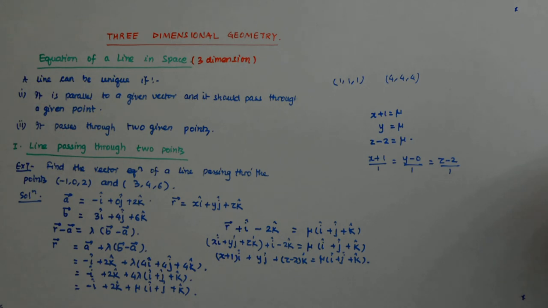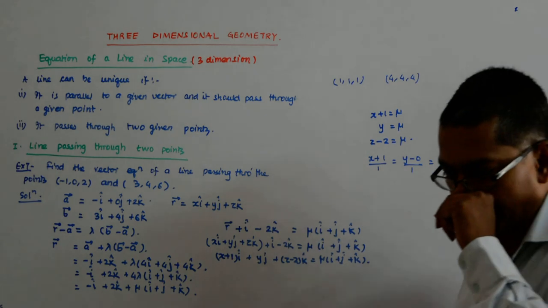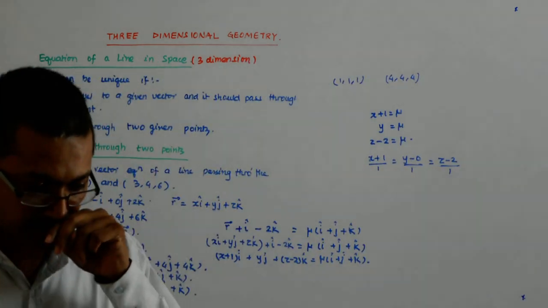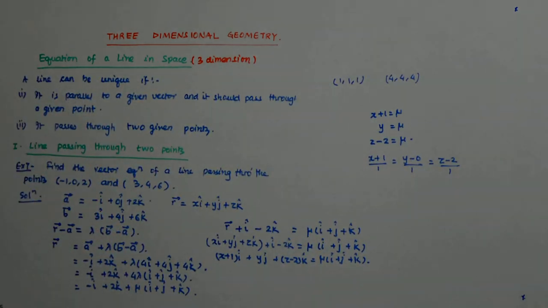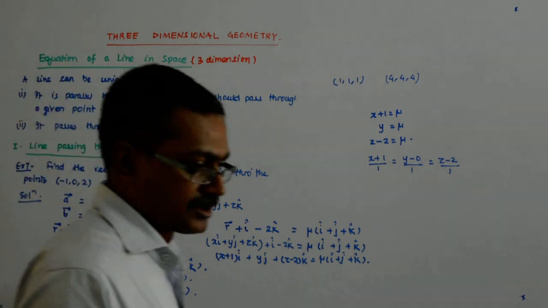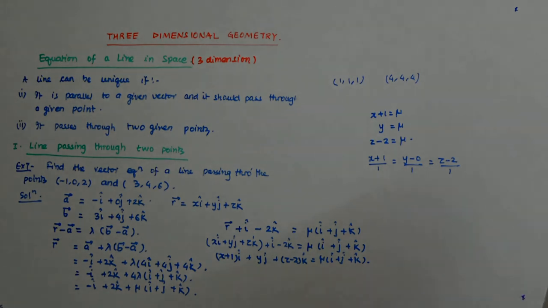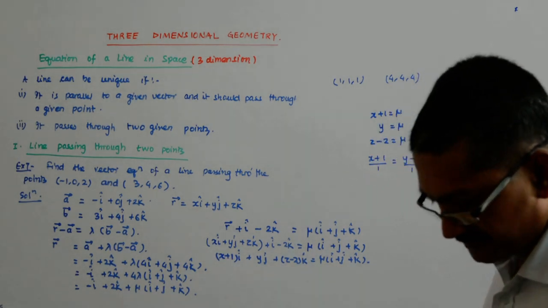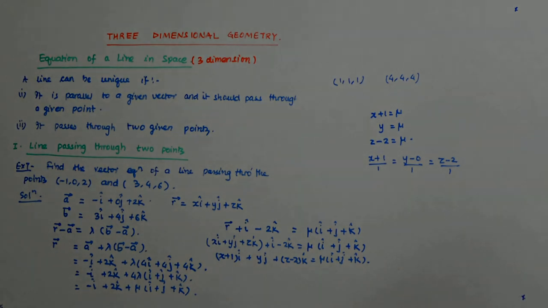So we get the point: how to come to the Cartesian equation from the vector equation. Okay? That's understood? Okay. So we go to the next topic.